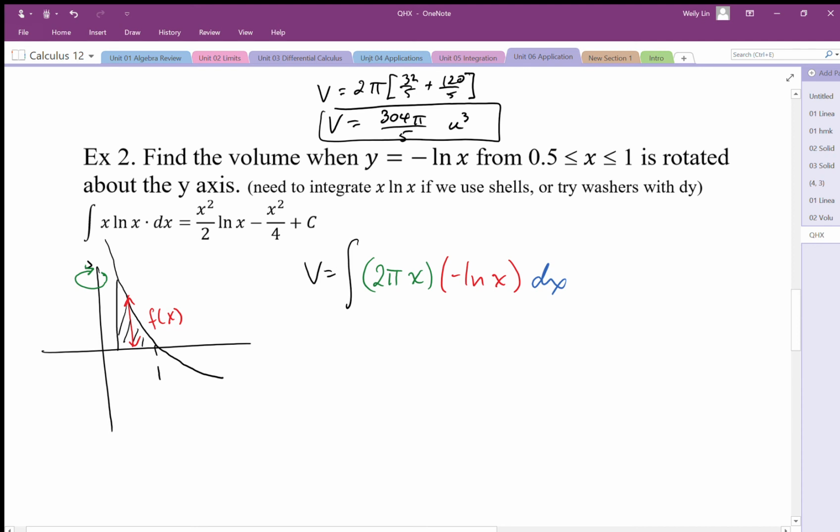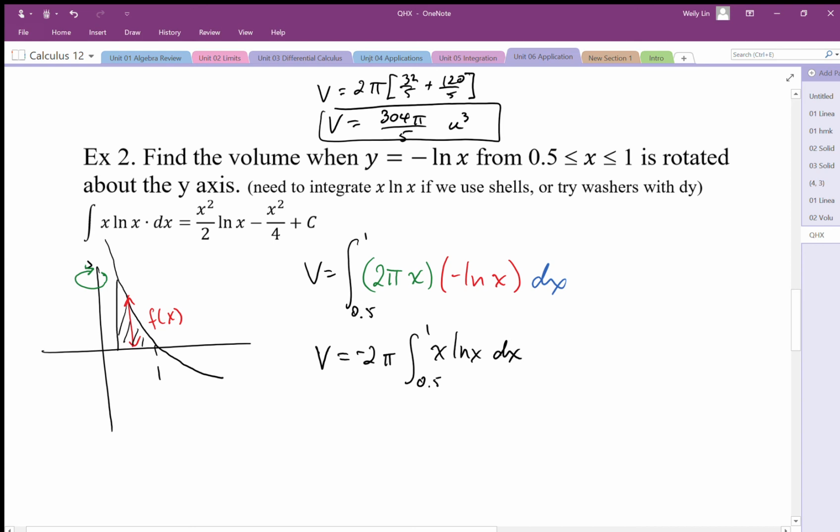Okay, so there's our integral. We have length times width times thickness. Each of those rectangles, we're going to sum up from 0.5 to 1. The thickness is dx, so our bounds are going to be along the x-axis. Our variables are all in terms of x, so that's all consistent. Then volume is equal to 2 pi. We'll take the negative out as well. From 0.5 to 1, x log x dx.